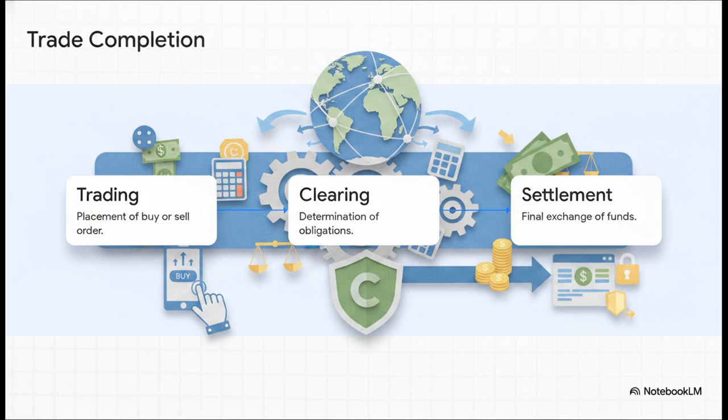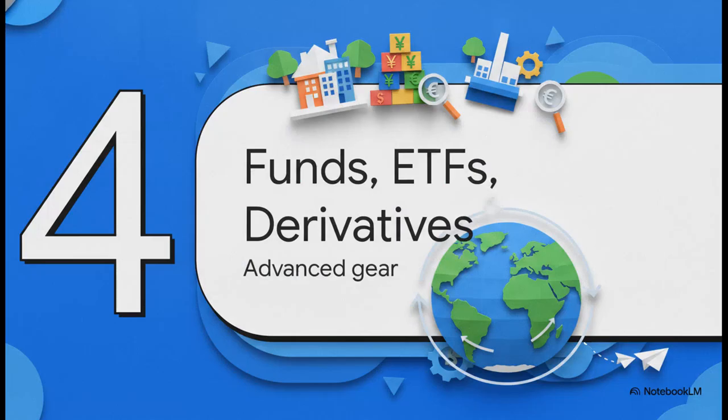This is the behind-the-scenes math where they determine exactly what funds the buyer owes and what securities the seller owes. And finally, settlement, the actual final exchange where funds go to the seller and the electronic securities drop safely into your demat account.